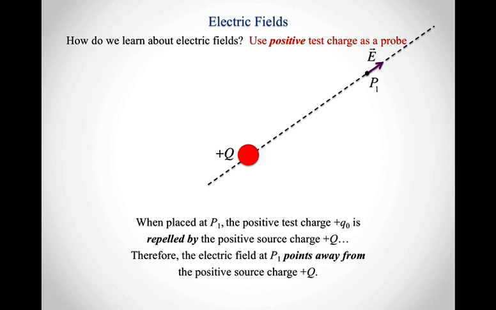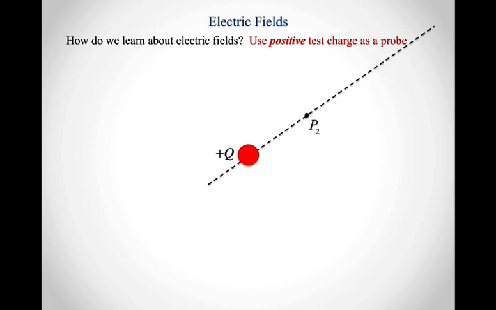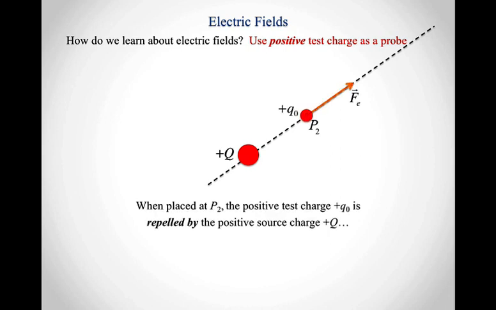So here the electric field at point P1 points away from my source charge big Q. Let's move to a different point. So what I'll do is I'll stay along the same line, but I'll come in. Well, I know that if I now take my positive test charge and move it into point P2, two things are going to happen. One is it's still going to be repelled because it's still a positive source charge, positive test charge, so the electric force is still going to point away from my source charge big Q.